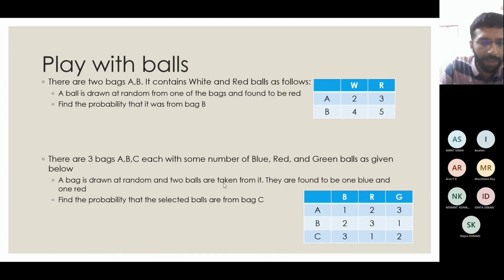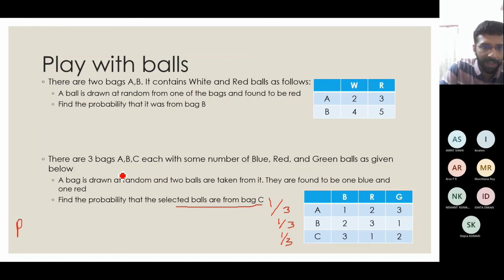So the problem statement is here, but I have 3 bags, and the balls in the 3 bags are blue, red, and green. The total number of balls is given. Again, the probability that I will choose any bag is the same, 1/3, since I can equally choose any bag, right? Now I am asked to find the probability that the selected balls are from bag C. So let's find out the net probability.